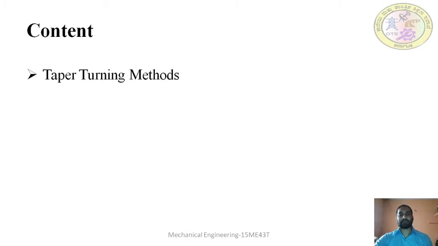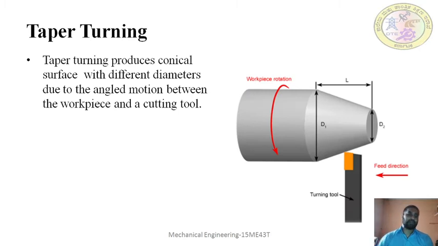Taper turning methods. So we are discussing today the different methods for performing taper turning in lathe machines. Before that, you have to study what taper turning is. As we have discussed earlier in lathe operations, taper turning is the process of producing a conical surface on the workpiece by obtaining different diameters on the surface of the workpiece for a particular length.